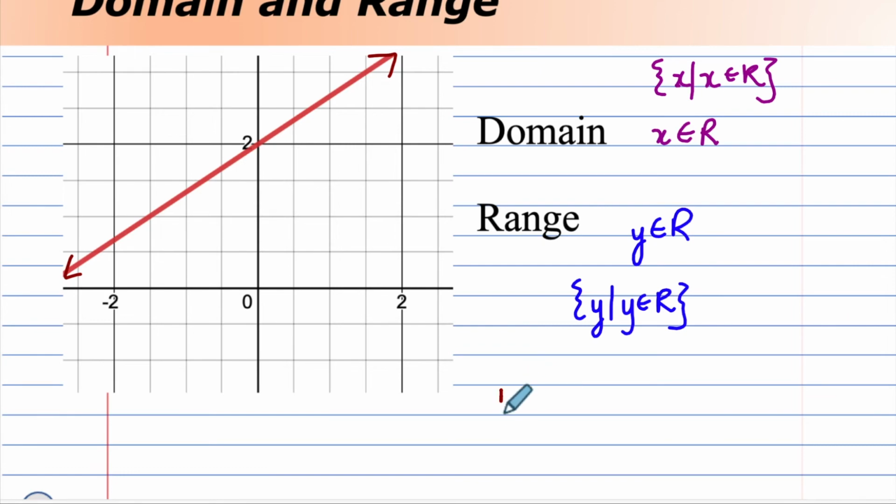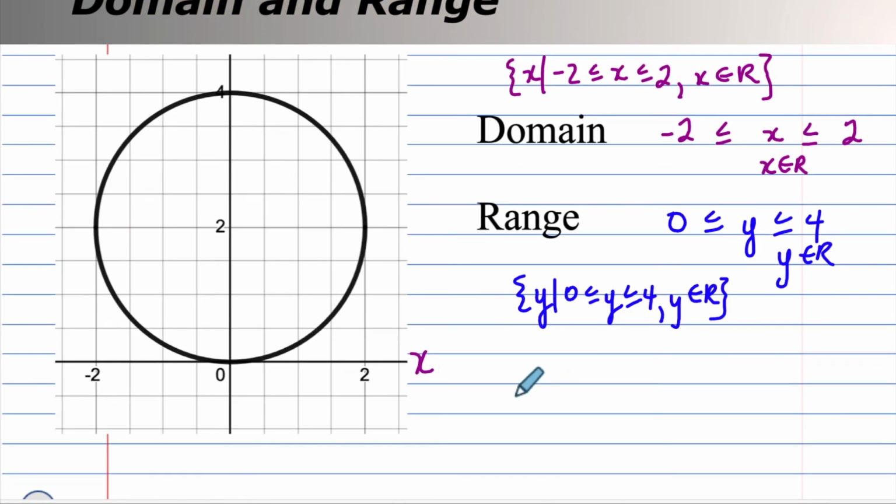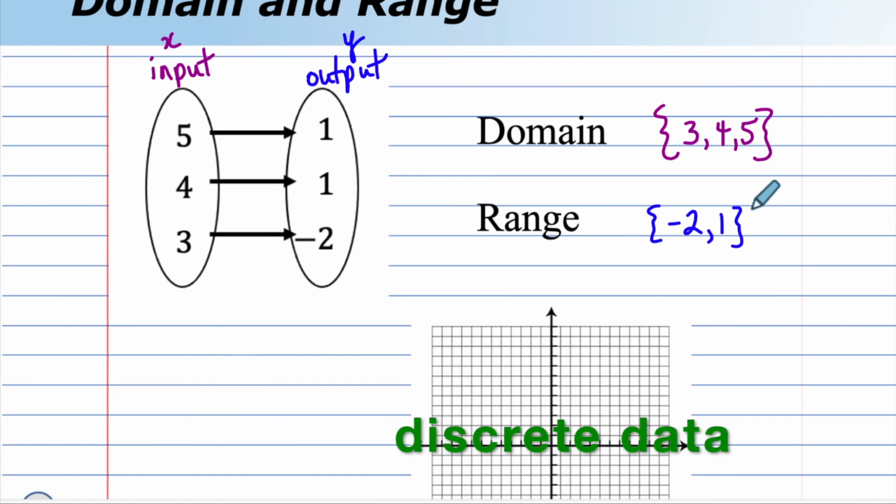For a line, interval notation would be domain is equal to -infinity, comma, infinity, close the bracket, and the range would be same thing, -infinity, comma, infinity. Interval notation for a circle, the domain would be, we're going from -2 all the way to 2. We use square brackets because we're including both points. And the range goes from 0 to 4. We include both of those points. Mapping diagrams are only written in set notation.